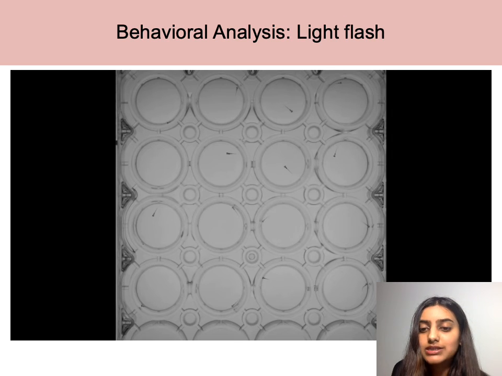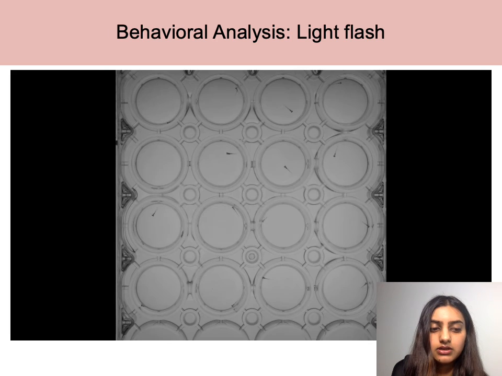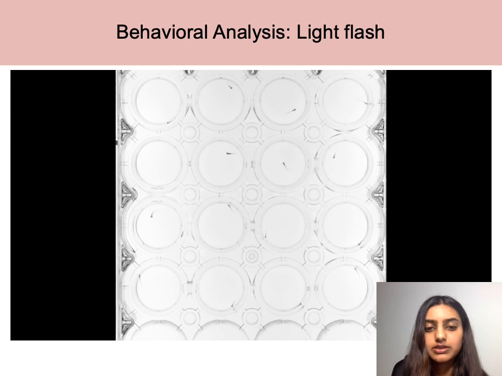So another assay that I did was light flash. And this involves placing zebrafish at various developmental stages into a chamber with a high-speed video camera as well as a light source. The fish are first acclimated to darkness for 30 minutes, and then they are exposed to a light stimulus. So this is what it looks like. It's dark and then a light stimulus.